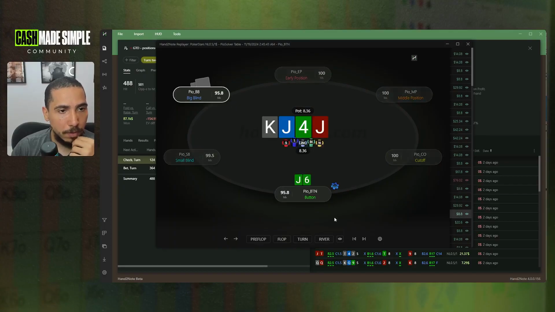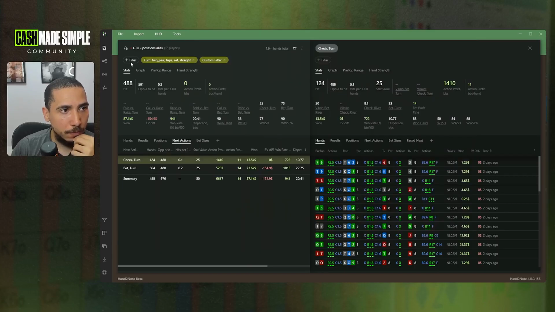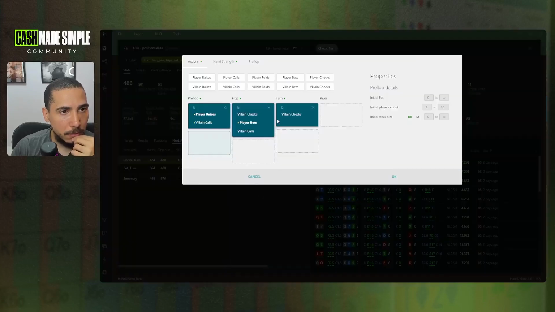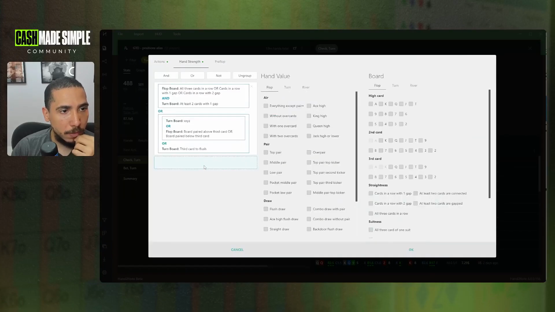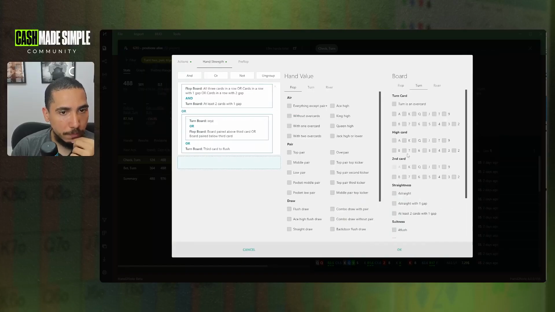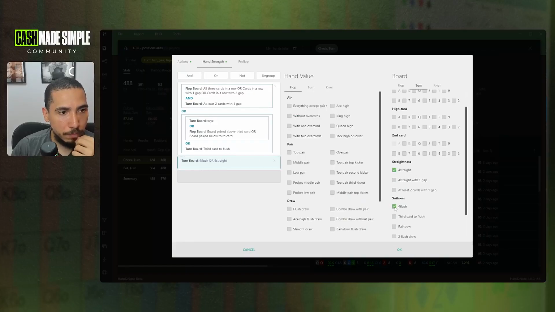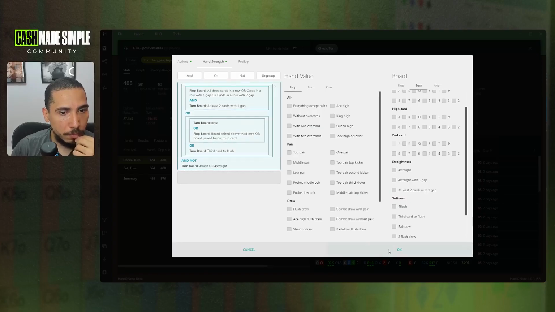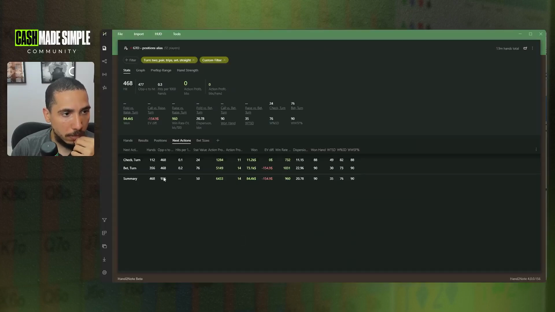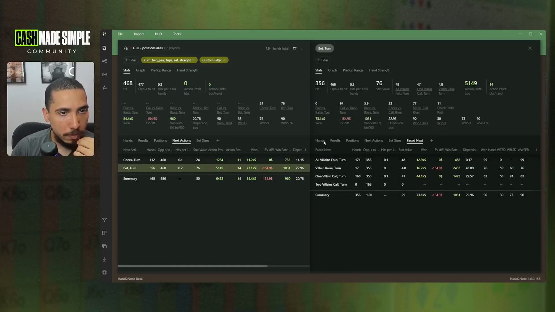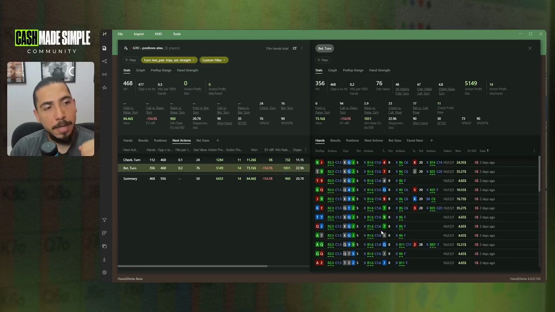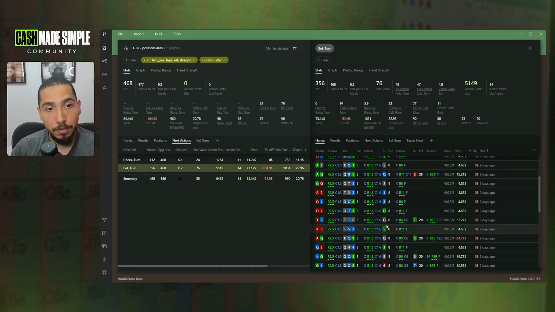This is 4 to a flush. Let me exclude 4 to a flush and 4 to a straight. Okay. That's better. So still 25% slow plays. So we should be slow playing about 25% of our strongest hands. Okay, this is quite relevant.